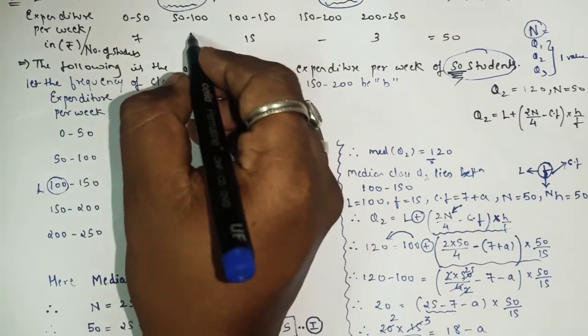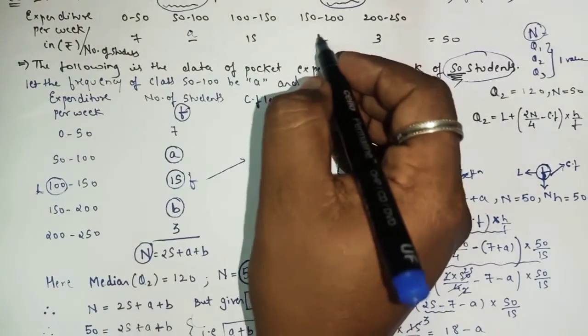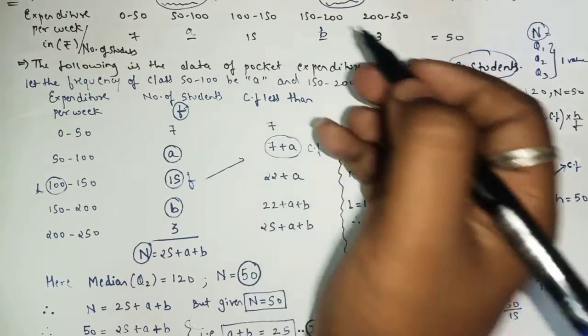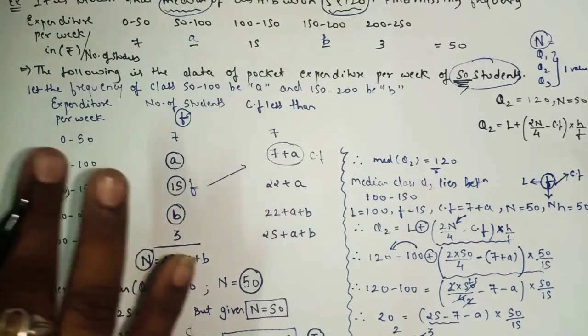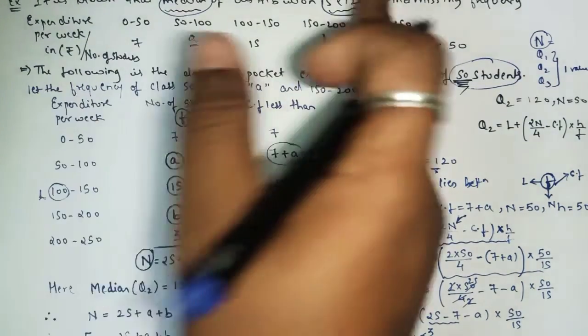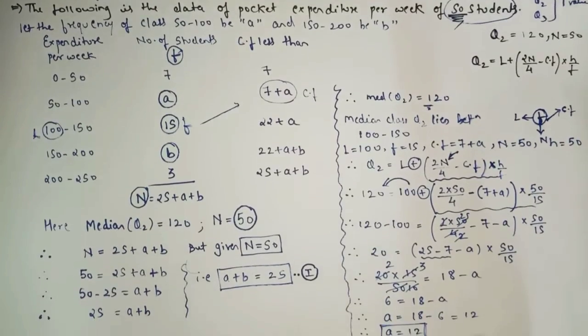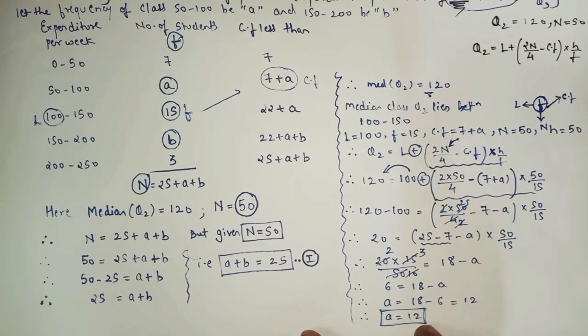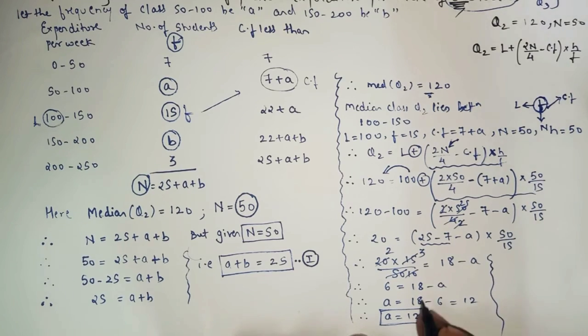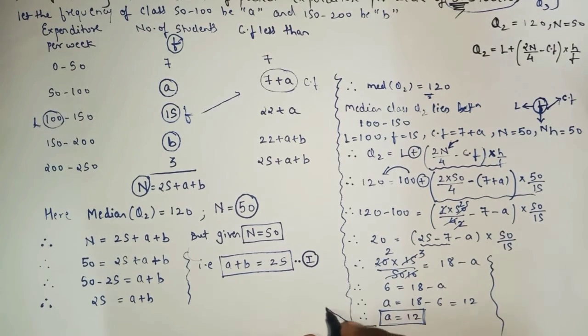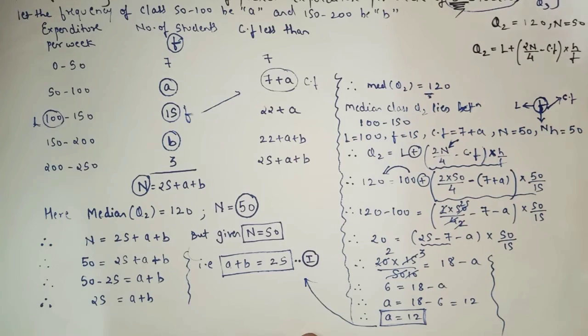As for the first one, the missing frequency was a. For the second one, the missing frequency was b. So in short, in simple language, indirectly we have to find the individual values of a and b. Here we got the first value of a as 12. Now simply we have to find the second value. To find it, you will substitute the value of a in equation number 1.